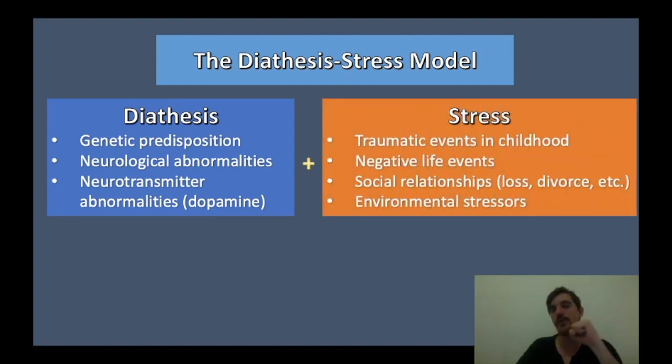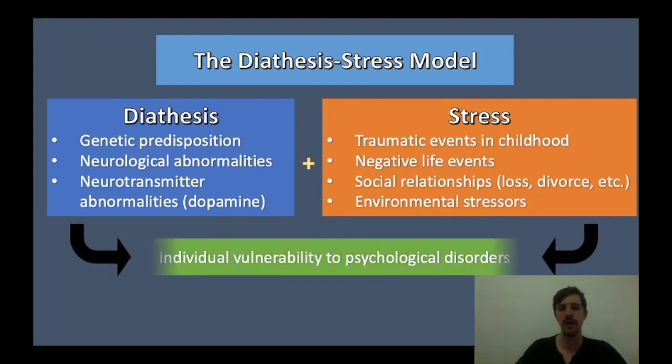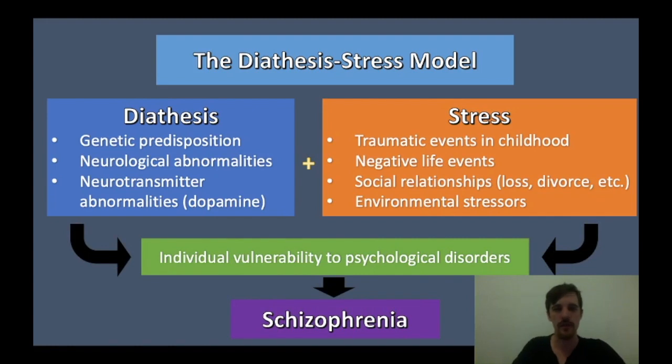And then if you throw in the stress part, so you have a traumatic event in childhood, negative life events, poor social relationships, so there's some sort of loss there, divorce, getting fired, I don't know, environmental stresses. If you pair that with the predisposition, it could push it over and trigger your vulnerability to a particular psychological disorder, and in this case, it could be schizophrenia.